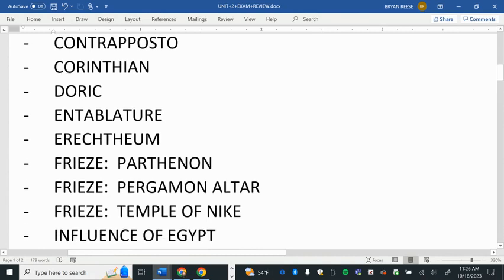I want you to know the influence of Egypt on Greek sculpture, mostly with the archaic Kouros and Kore. The pose of the Kouros and Kore was almost exactly like that of the Egyptian sculptures.